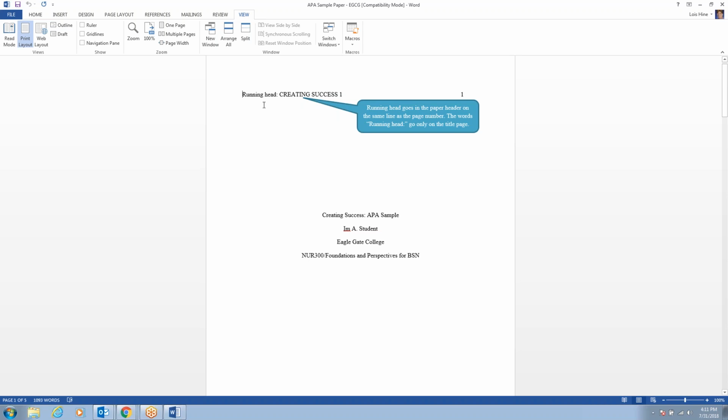You'll start with your running head, and there are some oddities of APA, but we just go with it. You write the words running head up there with a colon, and then a short part of your title goes up there, and it is in all caps. Here it's called Creating Success APA Sample. To make life easy, you could just put the name of your disease process. So if I'm doing appendicitis, the title of my paper is appendicitis. And I'll say running head, colon, and in all caps, appendicitis. Nice and easy.